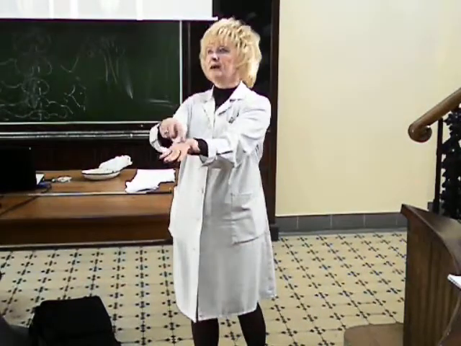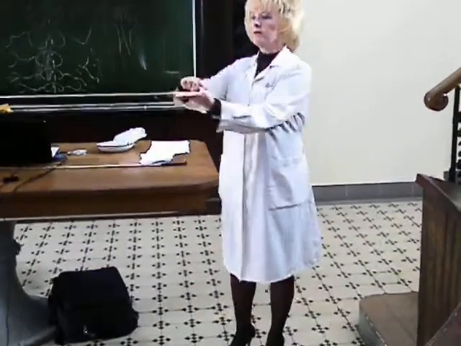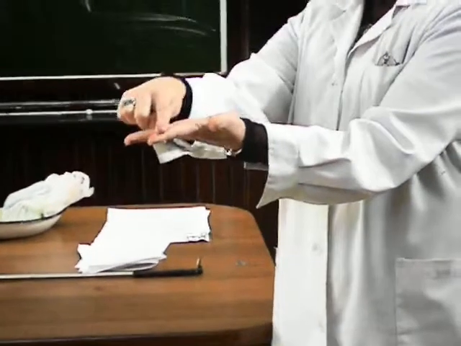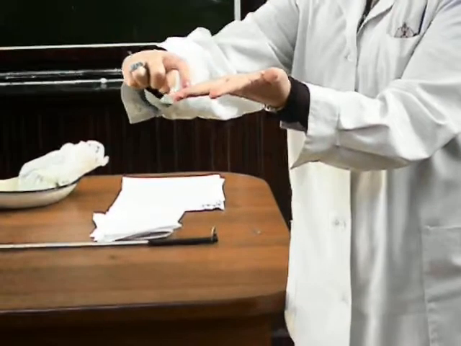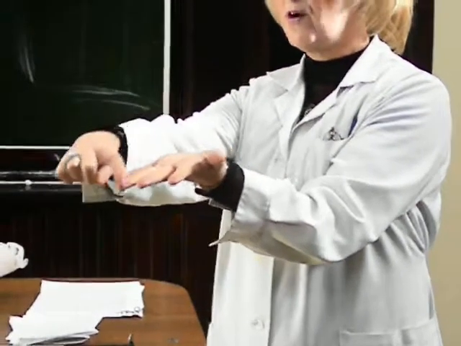Skin in the region of the thenar, the lateral half of the hand. Palmar surface of the thumb, second finger, third finger, and lateral half of the fourth finger. Median nerve.